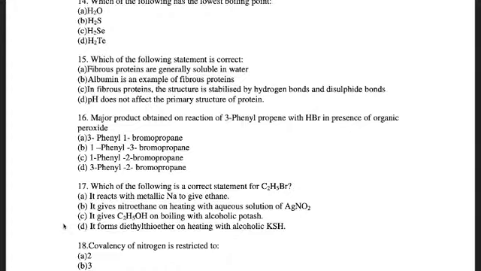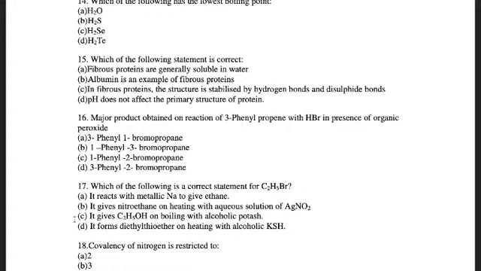Option A. It reacts with metallic Na to give ethane. B. It gives nitroethane on heating with the aqueous solution of AgNO2. C. It gives C2H5OH on boiling with alcoholic potash. Option D. It forms diethyl thioether on heating with alcoholic KSH. Correct. The answer is option B.